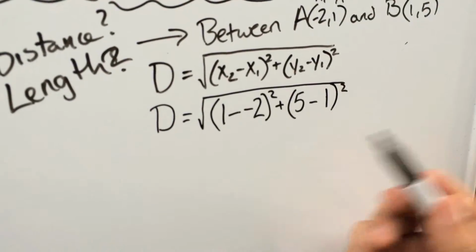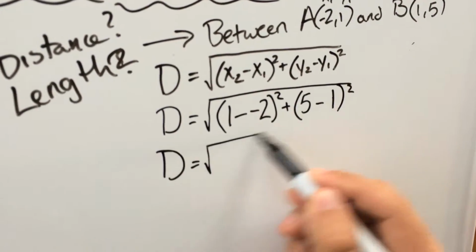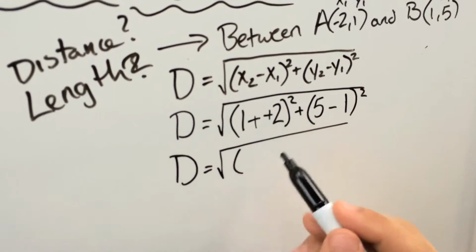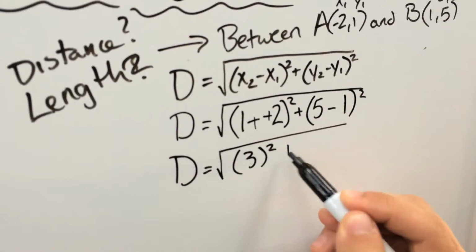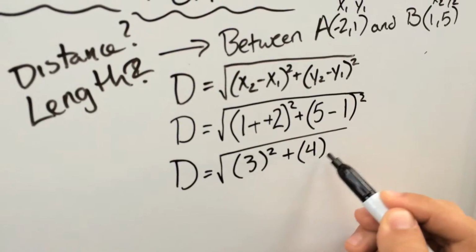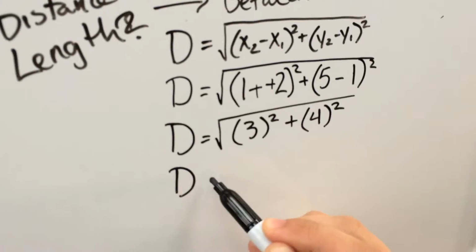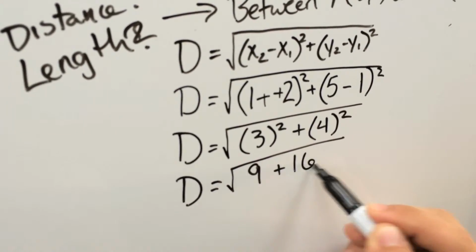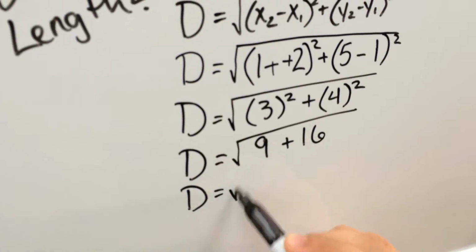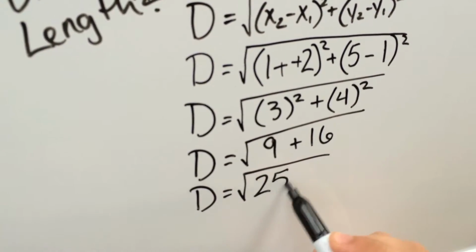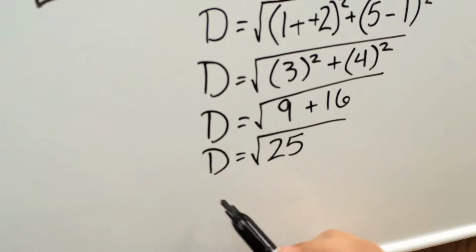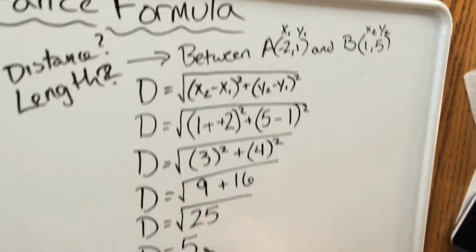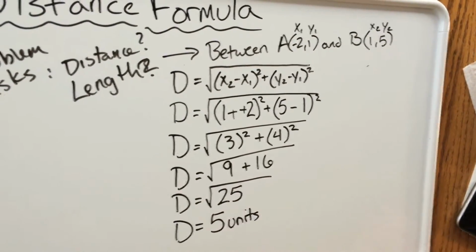Now that we have this, it's just arithmetic. So I can say my distance equals the square root of 1 minus -2, so those turn into 1 plus 2, 3 squared, plus 5 minus 1, 4 squared. We keep going. Our distance equals the square root of 9 plus 16, which is 25. We know 25 is one of my perfect squares, so D equals 5. We aren't given a value, so we'll say 5 units.